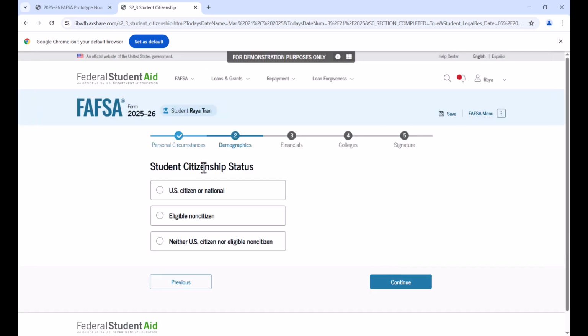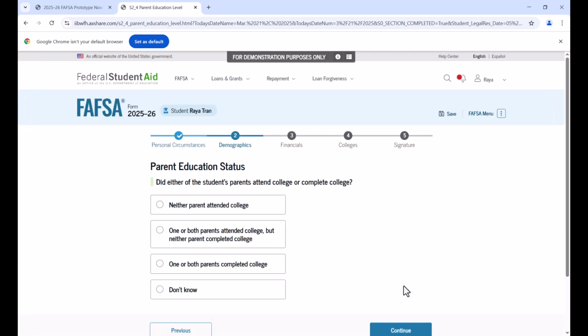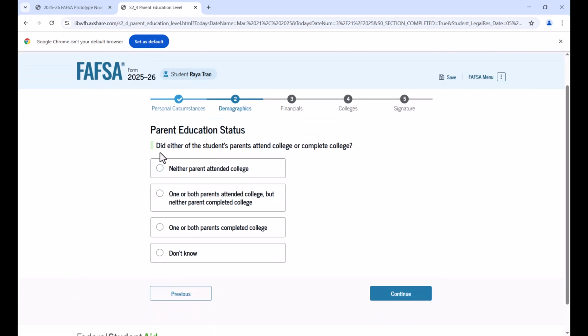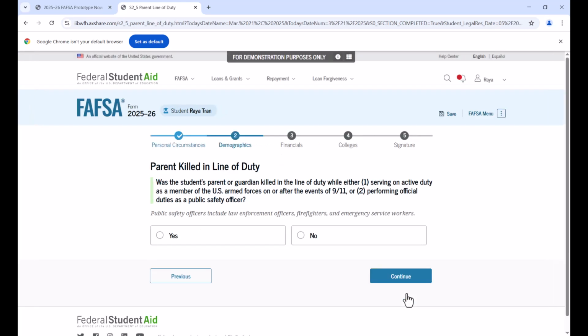We're now entering the student citizenship status question. So you will select what pertains to you there. So we're going to select U.S. citizen or national. We're then entering the parent's education status. So did either of the student's parents attend college or complete college? Okay, so you will answer that based off of your parents' education status. If you don't know, you can select don't know and continue on with the form.